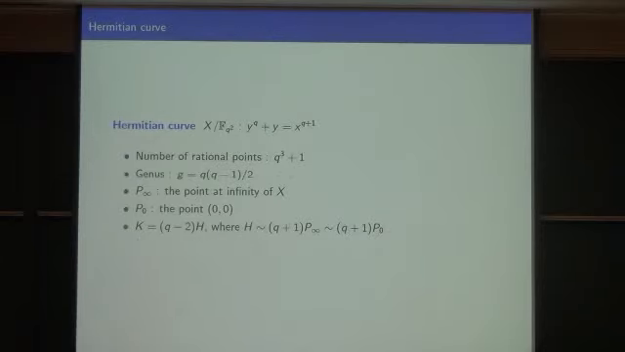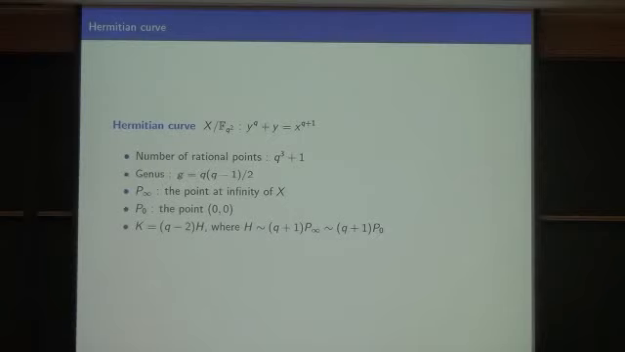So I'll try to give an example with a Hermitian curve. A Hermitian curve is a curve which is y^q plus y equals x^(q+1). This is an affine notation. We'll assume that it has a point at infinity. The number of rational points: Hermitian curves are maximal curves, so it satisfies the Weil bound.